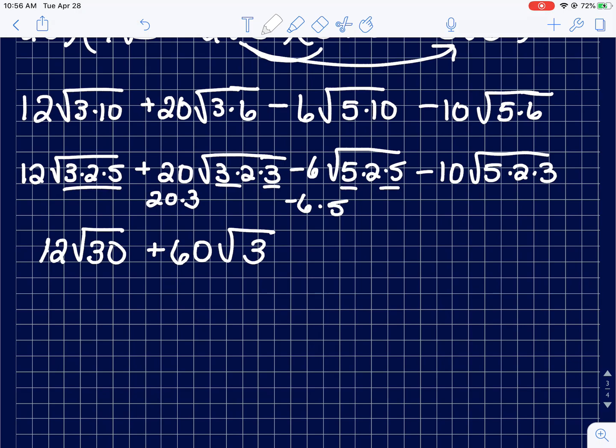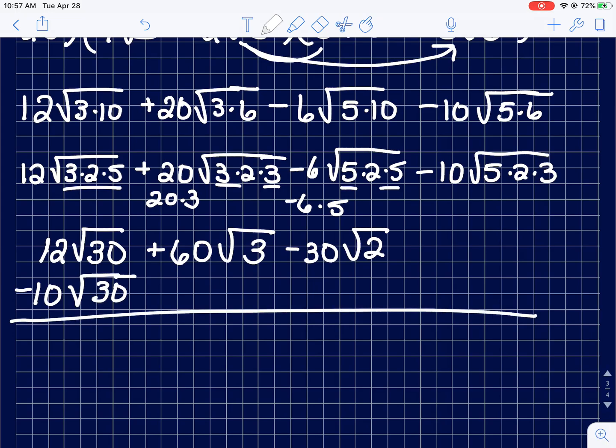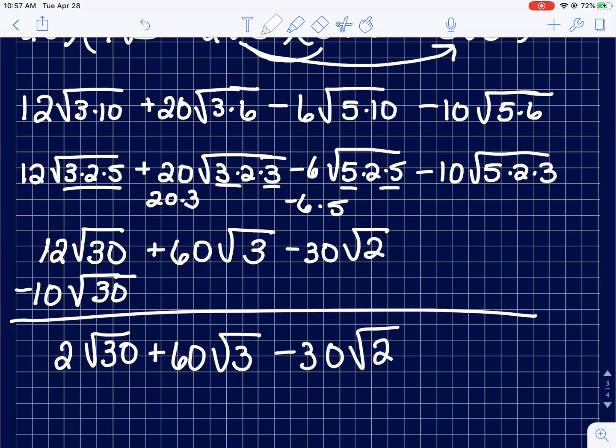And then over here, so then what we have is negative 30 root 2. And on this one, we're going to have nothing. So negative 10 root 30. But that can stack over here under this root 30. Okay? So that gives me 2 root 30 plus 60 root 3 minus 30 root 2. And I have to write this down because I made a mistake on my answer key. 2 root 30 plus 60 root 3 minus 30 root 2. Okay.